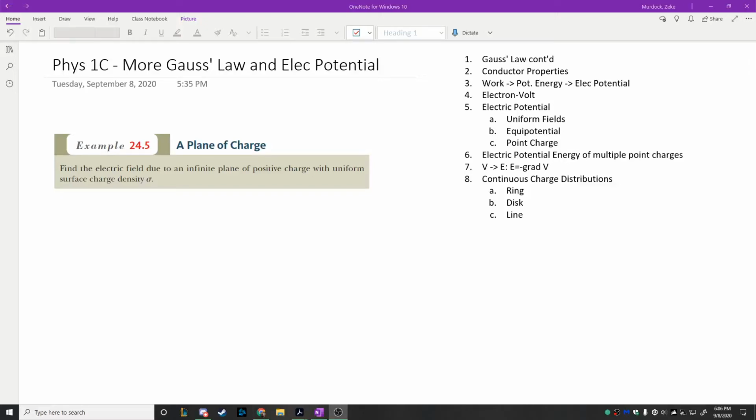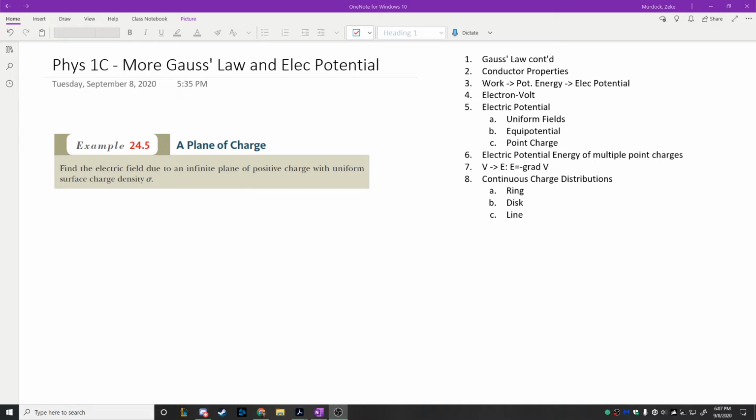All right, this is Physics 1C for September 8th. Let me grab my tablet. So this is the list of what we're talking about tonight. We're going to talk a little bit more about Gauss's law. We're going to talk about conductors and equilibrium. And then we're going to get into talking about electric potential.